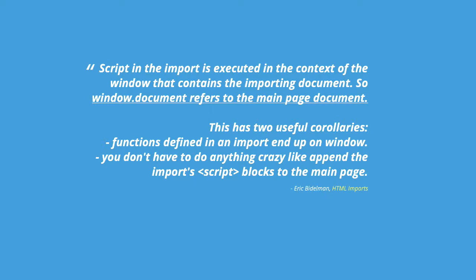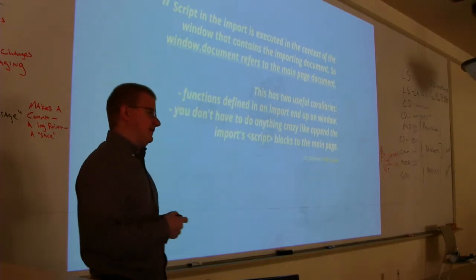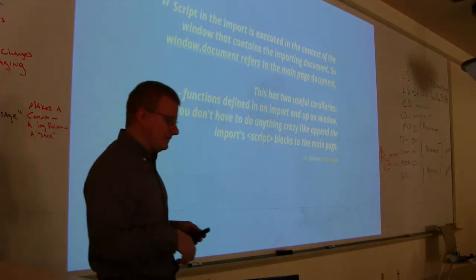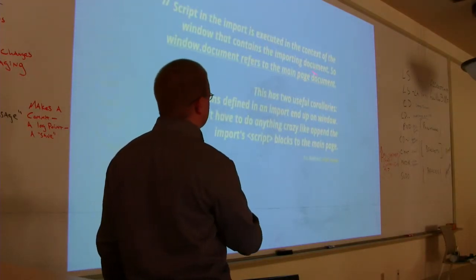This has two useful corollaries. He goes on to say, functions defined in an import end up on the window. So if I set a window function, that ends up on my main window. It's not like some sub-window. There's one window. And then you don't have to do anything crazy like append the script's import blocks to the main page. So the scripts get executed in the main page. We don't have to worry about that. I know that's a lot. Hopefully we can come back to that as we play around with it, and if you see any weird behavior, you can take a look here. But the main piece is that document refers to the main page document.